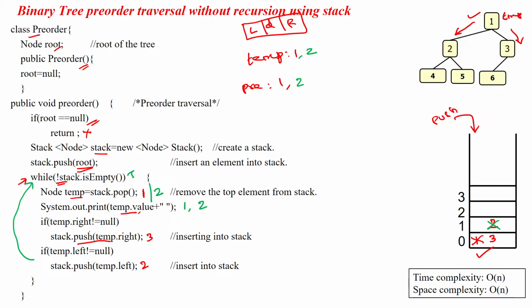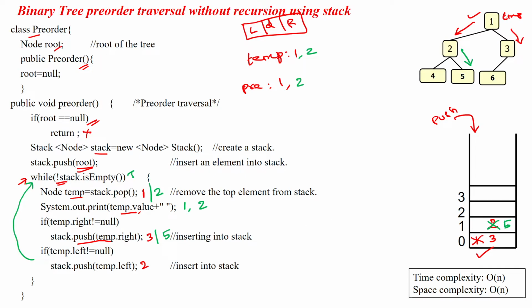Then we check temp.right not equal to null. Now we are checking temp.right. Yes, it is not null, it has 5. So 5 is pushed into the stack.